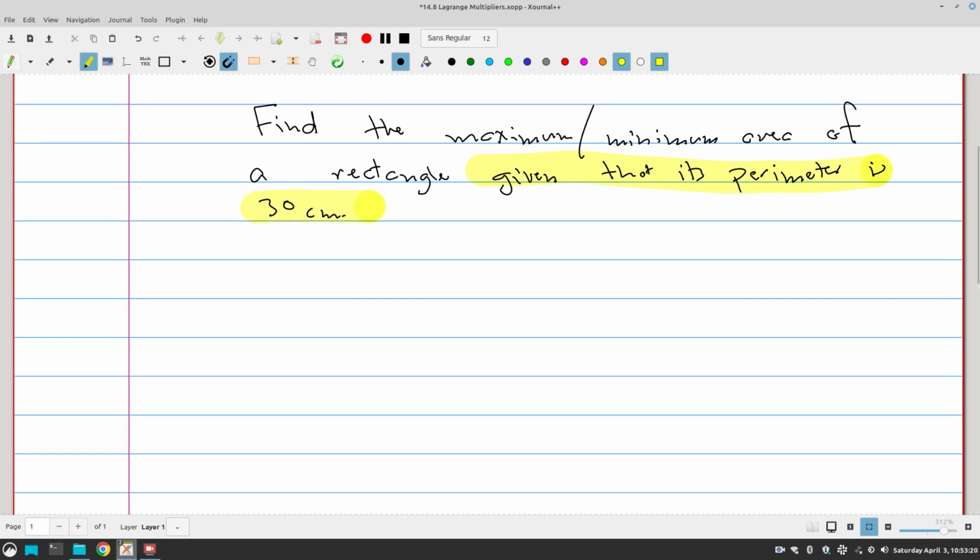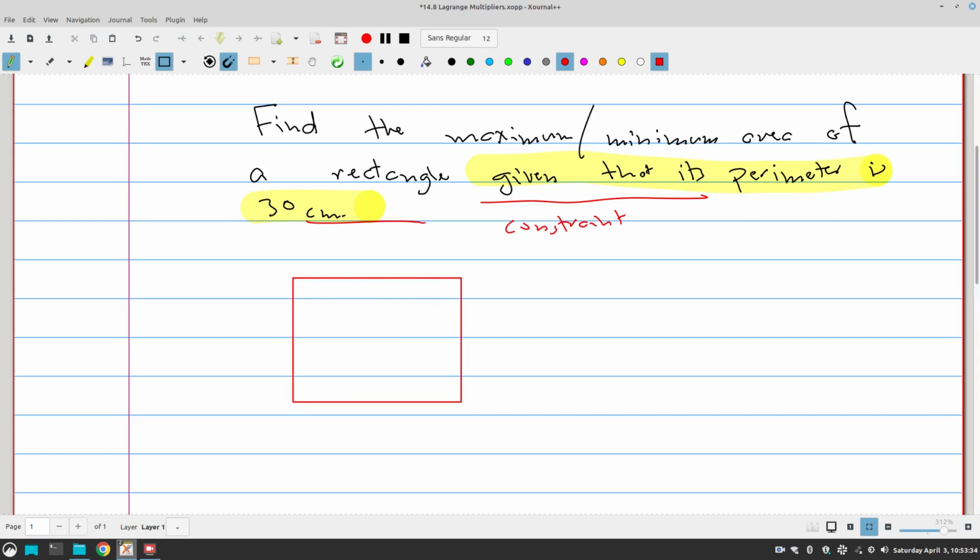So in this last part here, given that its perimeter is 30 centimeters, this is what is known as a constraint. Let's translate this problem into numbers, right? So you have a rectangle here of dimension x and y, so the area is equal to x times y. Now this is a function of two variables. Now the constraint is that x plus y equals 30, right?